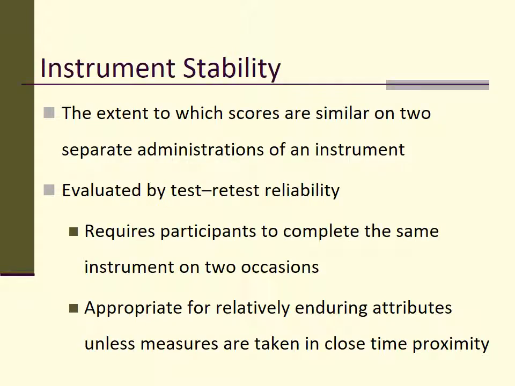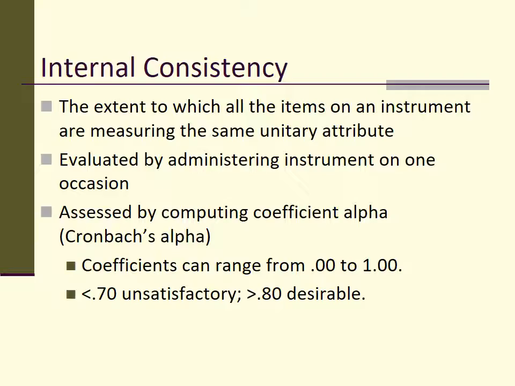Stability is the extent to which scores are similar on 2 separate administrations of an instrument. It is commonly evaluated by test-retest reliability. It requires participants to complete the same instrument on 2 occasions or to have the measure done twice. It's appropriate for relatively enduring attributes such as height or IQ. For more transient attributes such as blood pressure or potassium level, the measures need to be taken in close time proximity to each other for the measure to be meaningful.